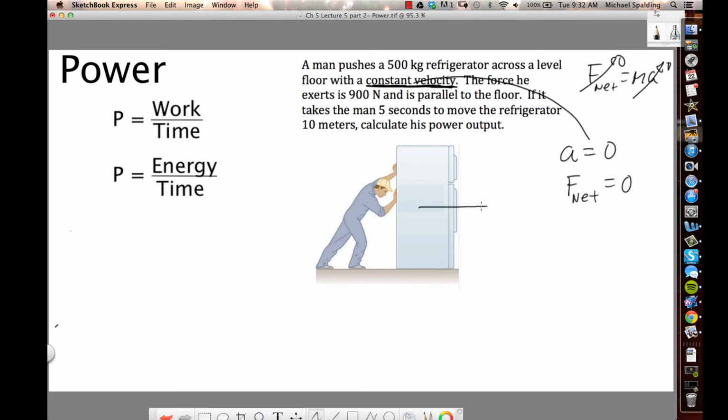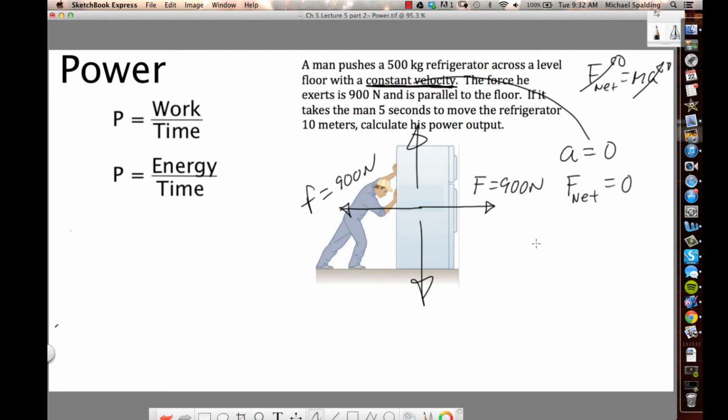The dude is pushing to the right. This is the force of the dude, 900 newtons. What has to be present here? Friction. There has to be a frictional force equal to 900 newtons, because the net force has to be 0. And then, of course, we have mg down and normal force up, but those don't factor in here.